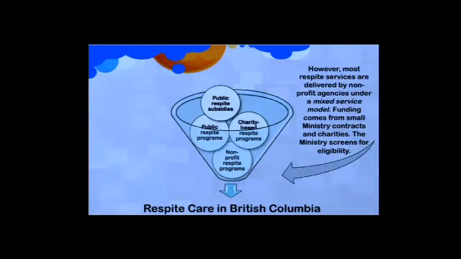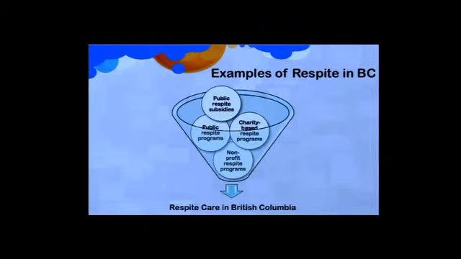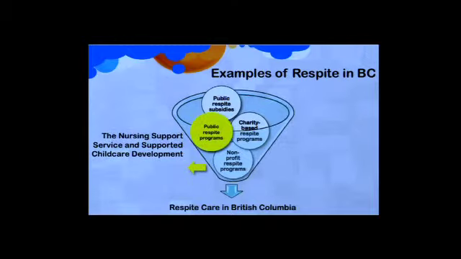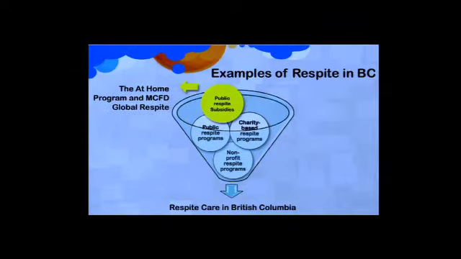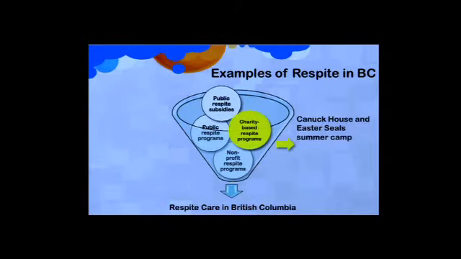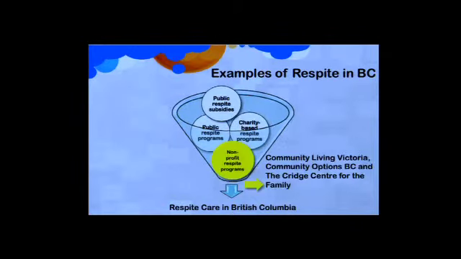Most services in BC are delivered by nonprofit agencies under a mixed service model, where nonprofit agencies must find funding, typically from small ministry contracts and charities, and deliver services to the population. The ministry screens for eligibility for many of the programs. So this slide is just some examples of respite care in BC. There are 4 main types: public programs, respite subsidies, charity-based programs, and some nonprofit programs.